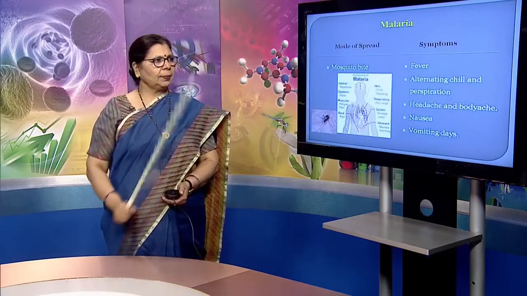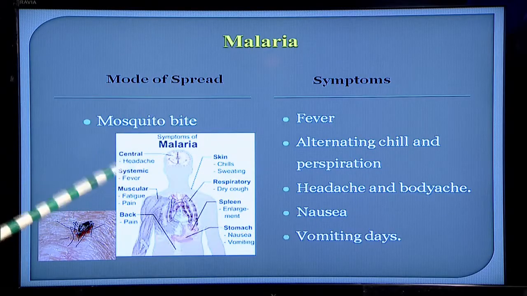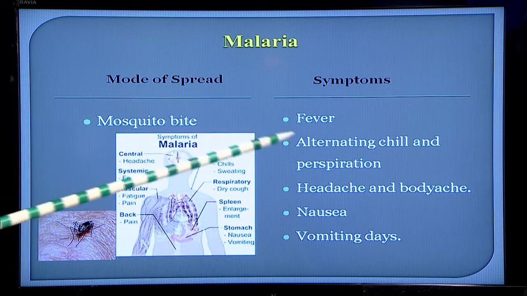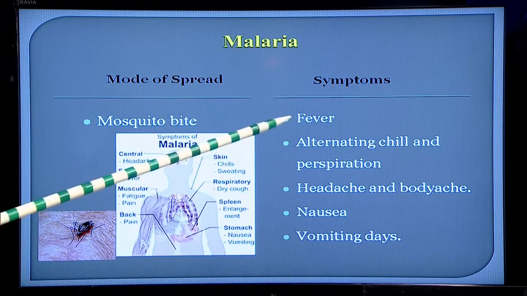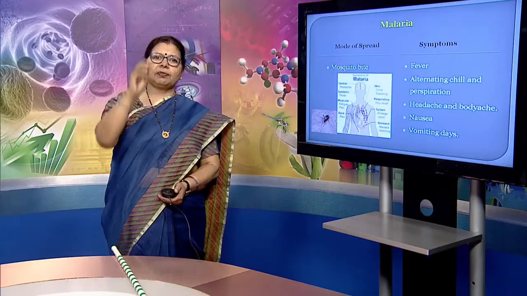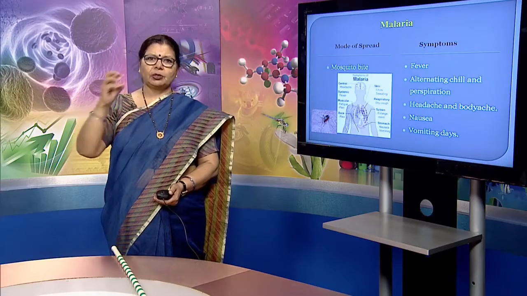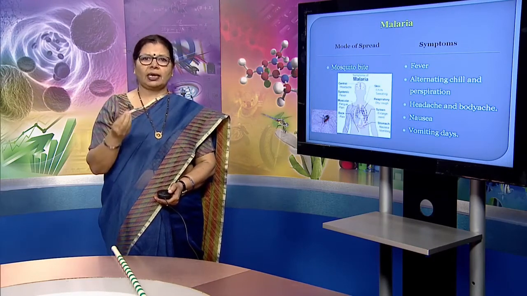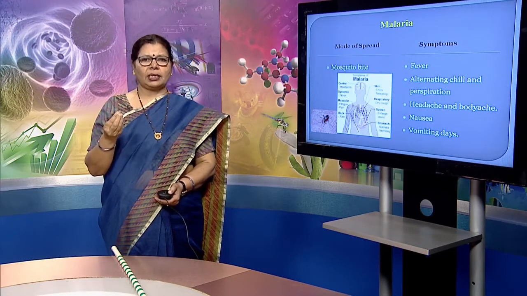Next is malaria. Malaria is due to a mosquito bite. Everybody knows by this time. This is an Anopheles mosquito which bites on the skin, and what happens? You have the fever, and this is a particular symptom of malaria. This is an alternating fever, chill and perspiration, again fever, chill and perspiration. So, that is a typical symptom of malaria: severe headache, body ache, nausea, vomiting, etc.